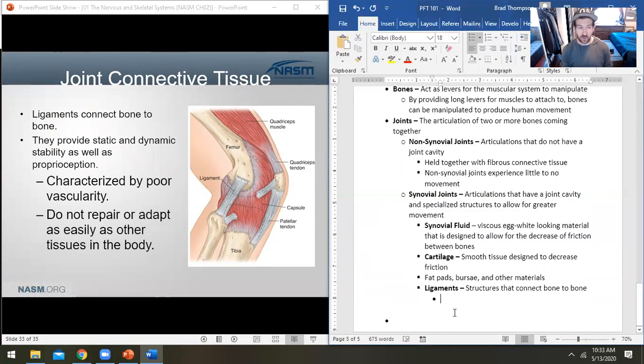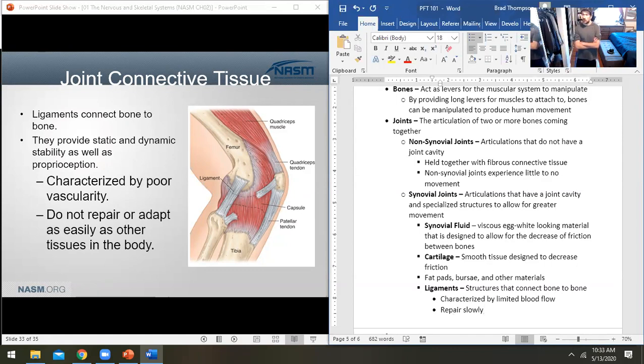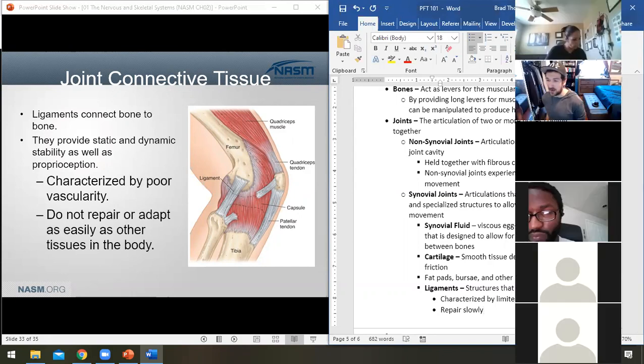Now, one thing we need to be aware of that I forgot to put before, they are characterized by limited blood flow. And because of that, they are going to repair slowly, right? So that's one thing about tendons and ligaments. They just don't have as many blood vessels traveling to them, so they don't get as much blood flow, which means they're not getting as many nutrients delivered, which means the cells that move those ligaments do not repair as quickly.